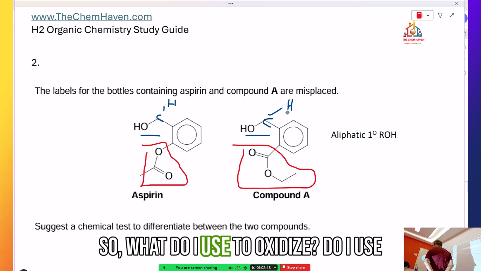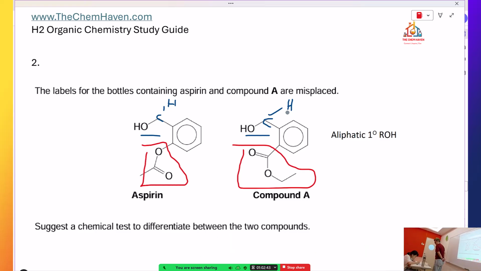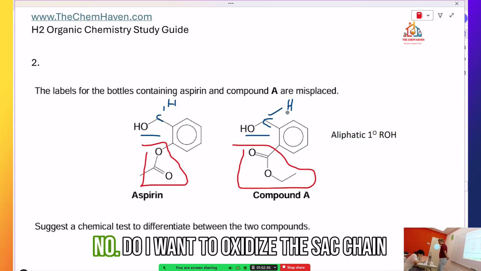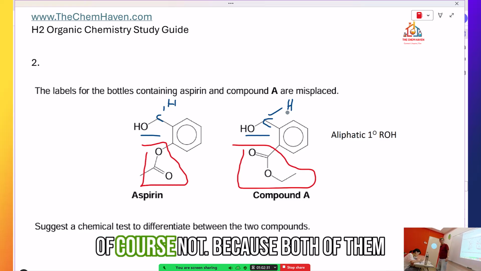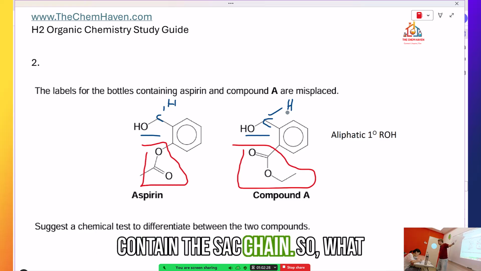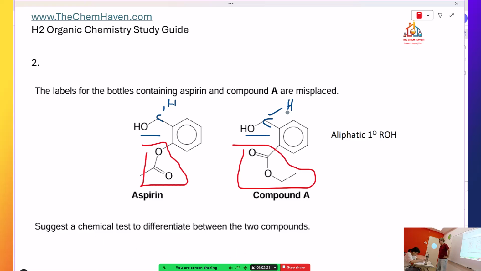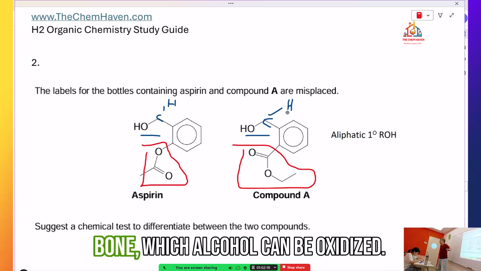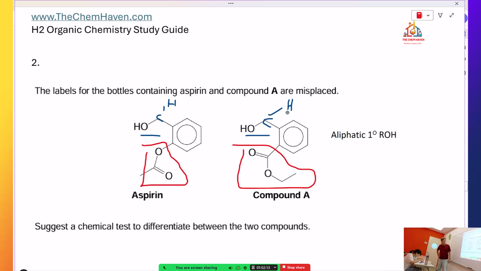Okay, question. So what do I use to oxidize? Do I use dichromate or do I use manganate? Anyone? Manganate or dichromate? Now, do I want to oxidize the side chain of benzene? Of course not, because both of them contain the side chain, right? So what should I use then? Yes, I should use dichromate. So I want you all to think, if I use dichromate, after you cleave off the ester bond, which alcohol can be oxidized? And what is the observation? Clear? Okay, going through very soon.